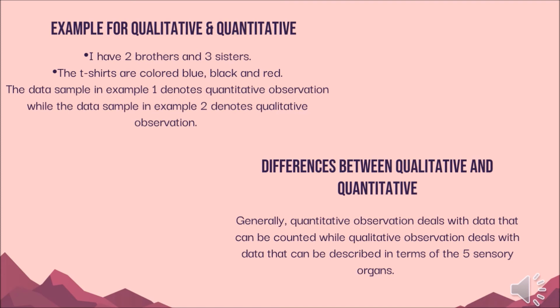Okay, so from this example we can determine which is the qualitative and which is the quantitative. The data sample in example 1 is a quantitative observation because it contains numerical values, and the data sample in example 2 is a qualitative observation because we make an observation by using our 5 senses. So the difference between qualitative and quantitative observation: quantitative observation deals with data that can be counted, while qualitative observation deals with data that can be described in terms of the 5 sensory organs.